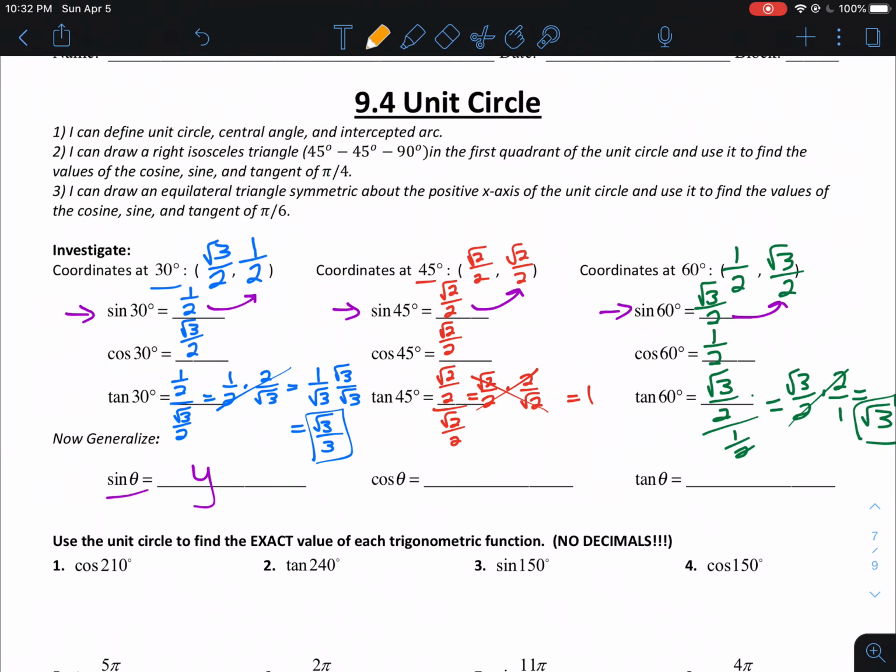Likewise, for cosine of theta, so looking at cosine of theta across the board, square root of 3 over 2 is the same as your x value for 30 degrees, and square root of 2 over 2 is the same as the x value here and here. In other words, cosine of theta is the same as your x value.